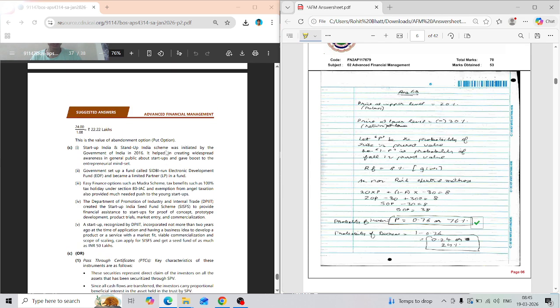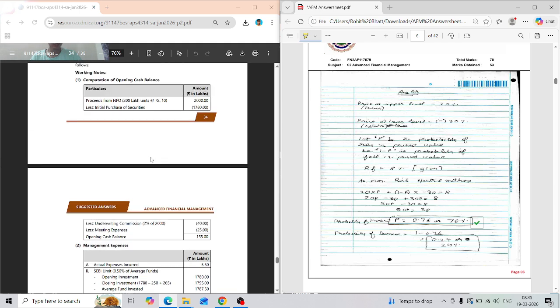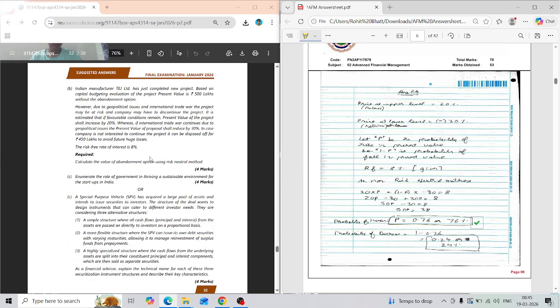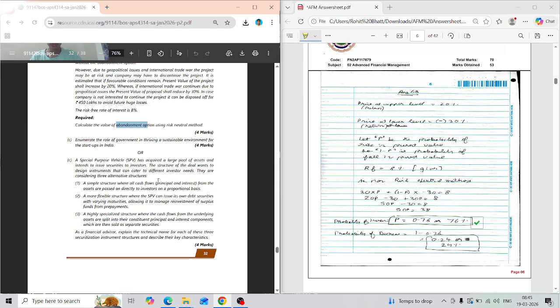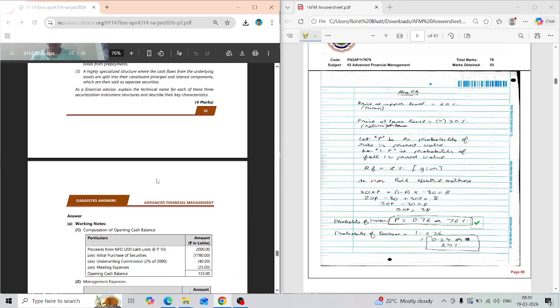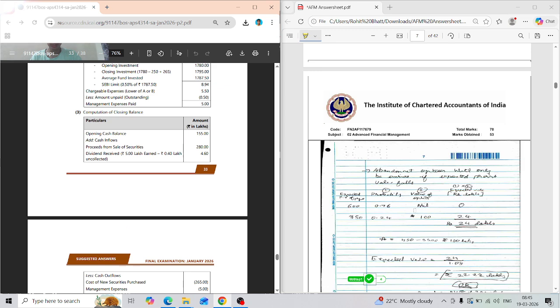And then there comes this expected decision tree payoff question. So what had it asked from us? Calculate the value of abandonment option. Here I knew it is a 4 mark question, so marks are going to be for the probability part, then the value before discounting, that is expected value, and discounting it.